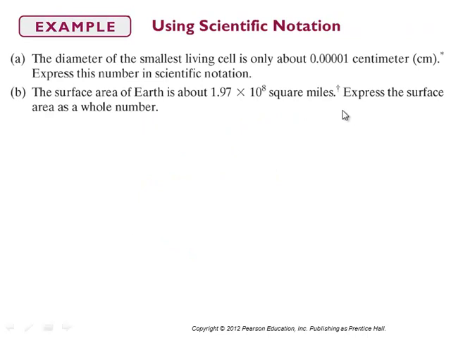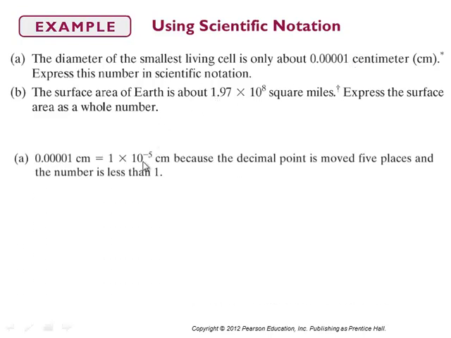So if you see that the smallest living cell is only about 0.00001 centimeters, well, that's pretty clumsy to write. It's going to be more compact in scientific notation. You can write it like this: 1 times 10 to the -5 power. Why? Because there's 5 decimal places that you have to move to get your number written properly in scientific notation, so that this number right here is some number between 1 and 10.